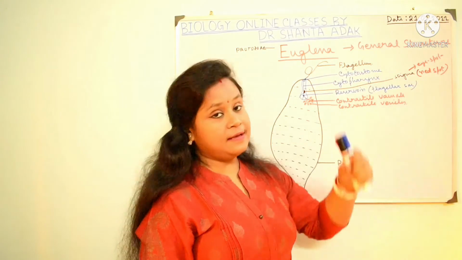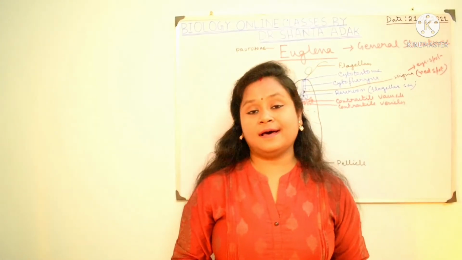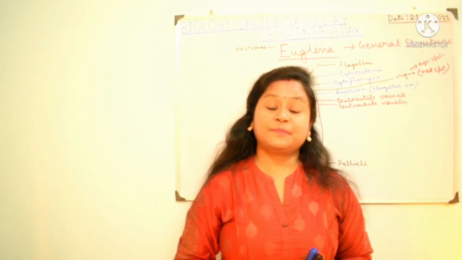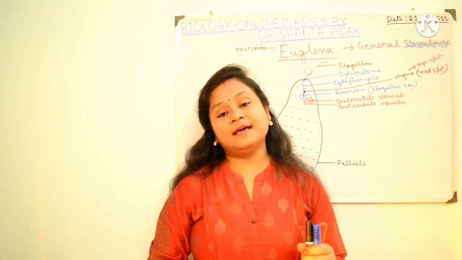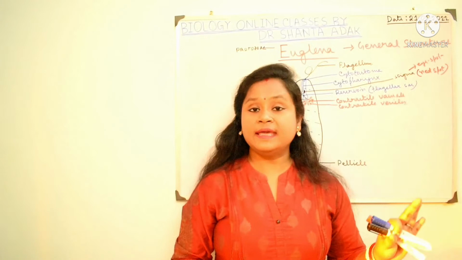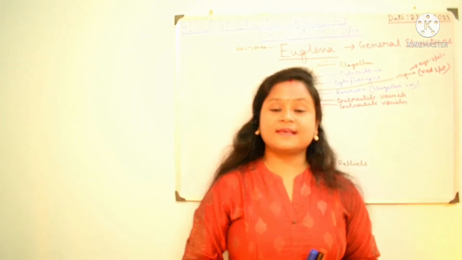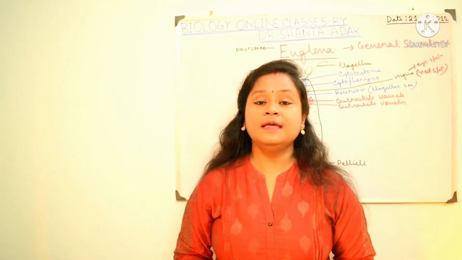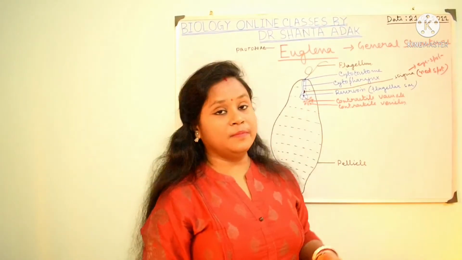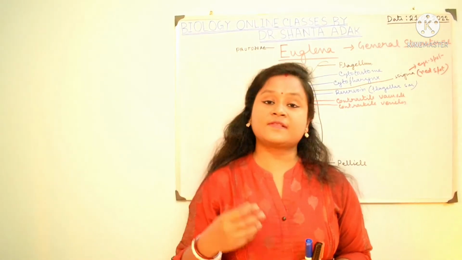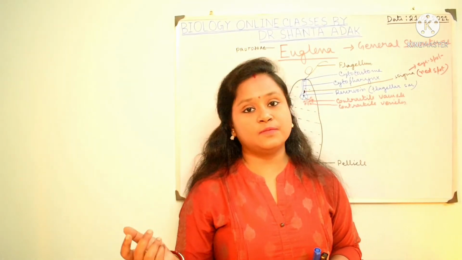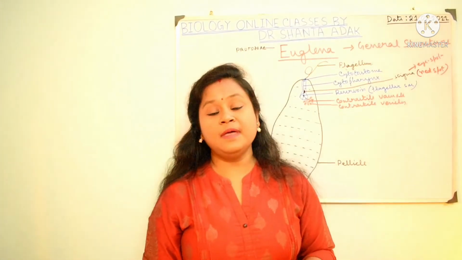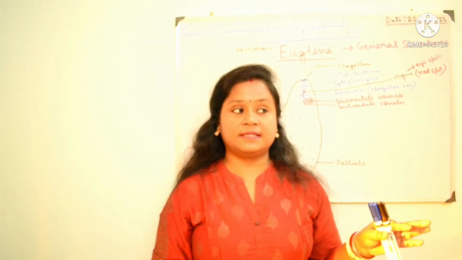The next point is flagella, which I have drawn here first. Let's discuss flagellum. Flagellum is the locomotory organ of Euglena. We will discuss the locomotion in Euglena, and the detailed structure of flagellum, in my next class, most probably.